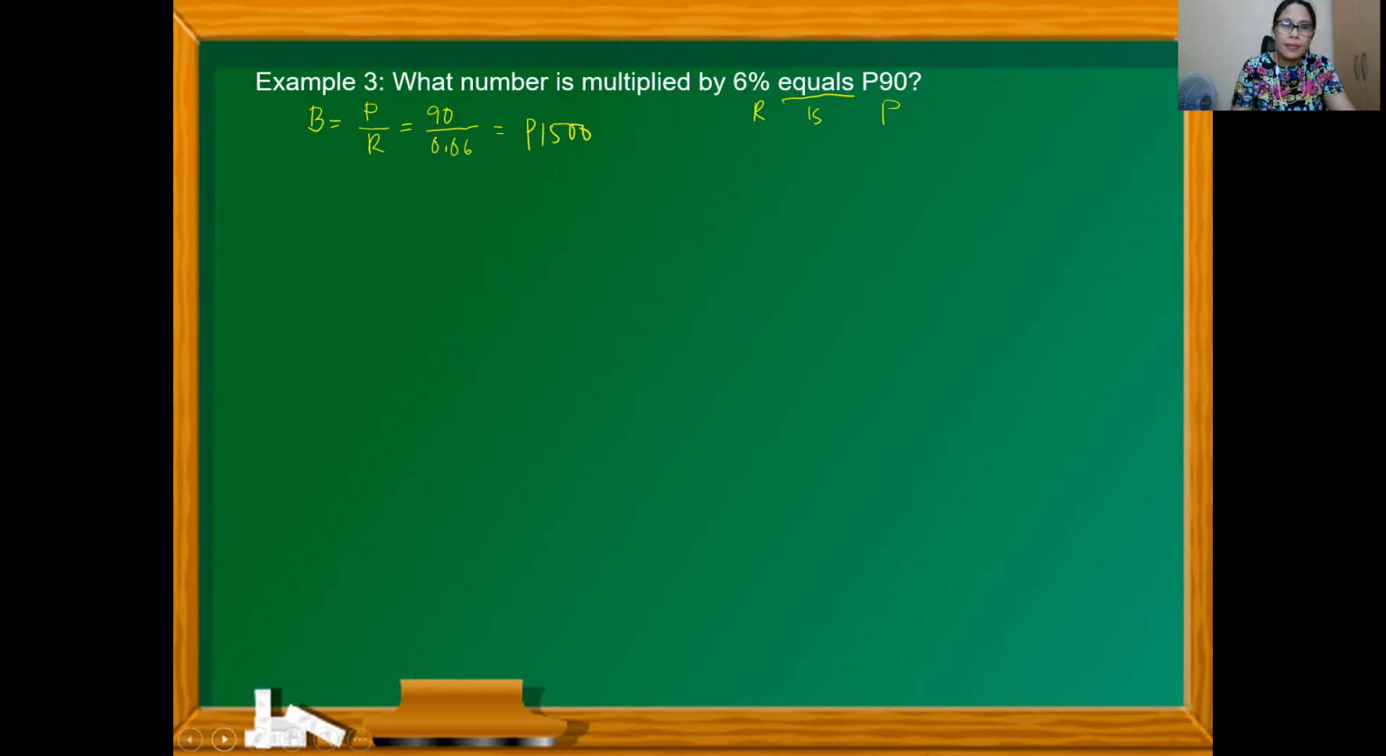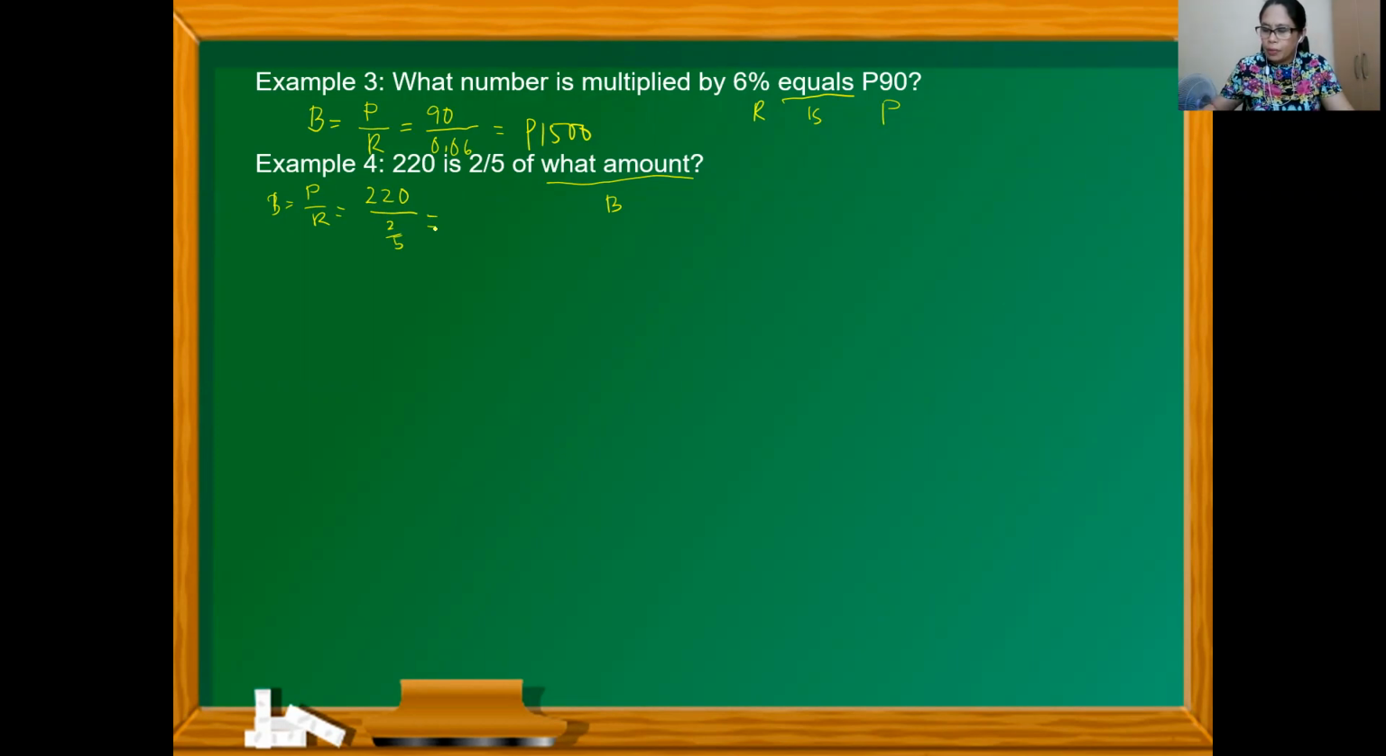Okay, next. For number 4, 220 pesos is 2/5 of what amount? Here, this is preceded by of. So again, we're asked to solve for the base. And again, the base is equal to P over R. So the percentage is 220 divided by 2/5. When 220 is divided by 2/5, we have 550 here.